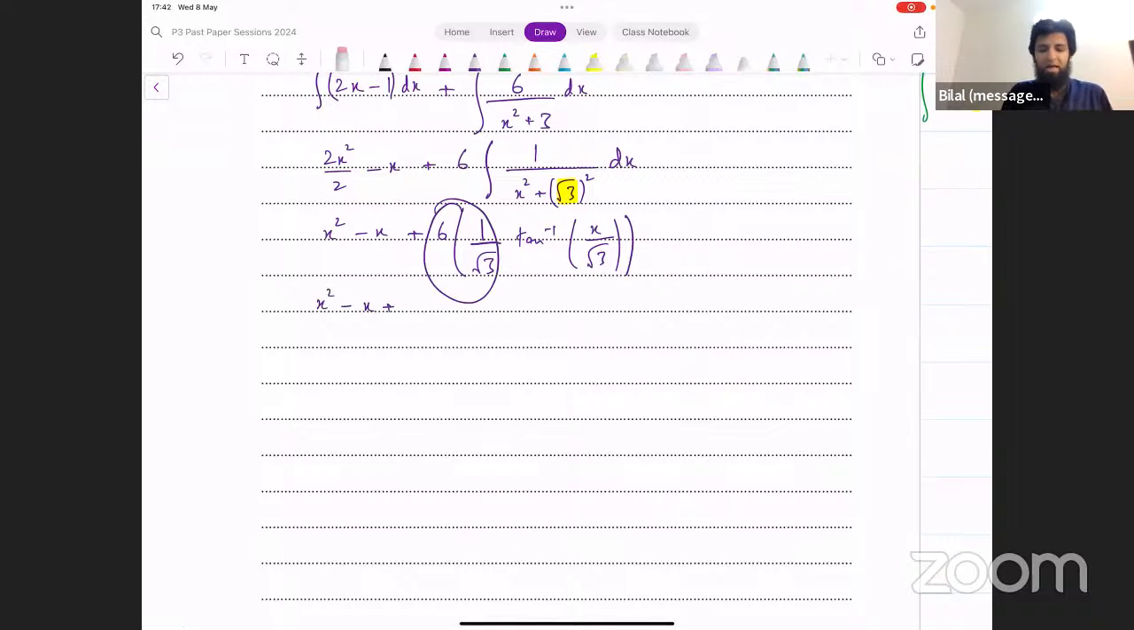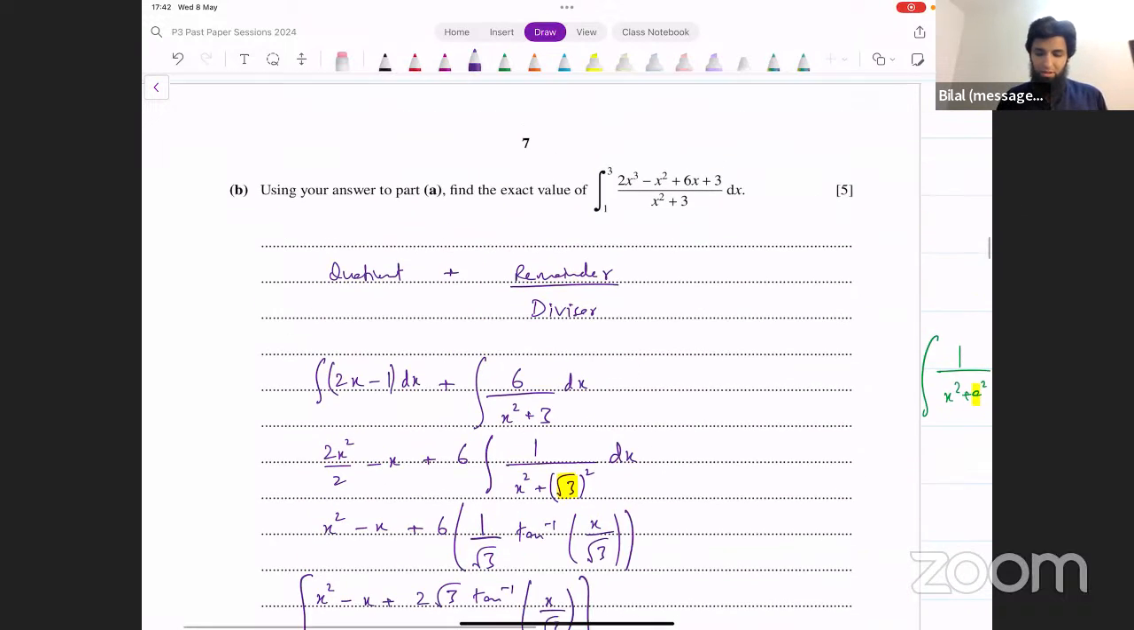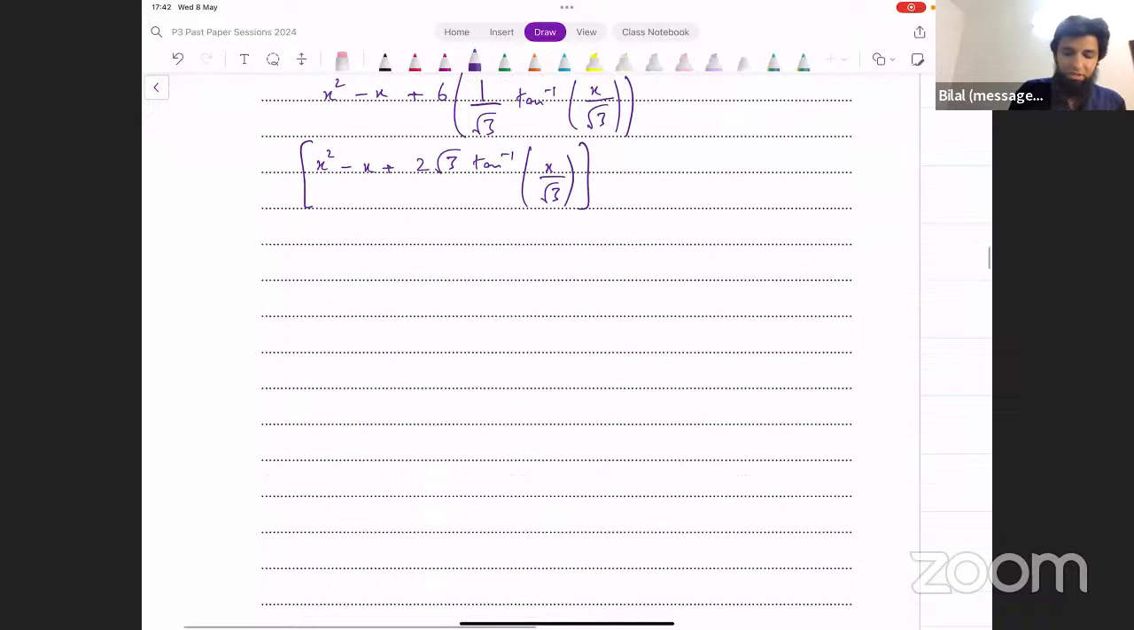Just put this on your calculator, and your calculator will do the simplification for you. When I put 6 over under root 3 on my calculator, it gives me 2 under root 3. So this is 2 under root 3 into tan inverse of x over under root 3. Now let's input the limits. Limits are supposed to be from 1 to 3.